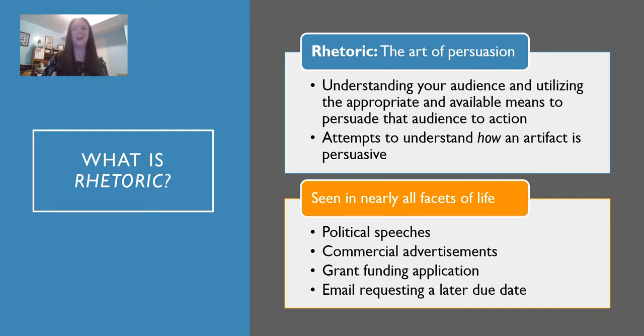Another way that we can see rhetoric is an email requesting a later due date. So imagine you're trying to persuade one of your instructors to say, hey, can I have an extra day on this assignment? You are thinking about who you're writing to, and you are asking, what is going to convince them to accept my argument on having a later due date, on pushing it back, let's say, a day. So even though a lot of the time rhetoric is associated with the political sectors, we see it all the time, and it is constantly around us as we live, I guess you could say, in a society of persuasion.